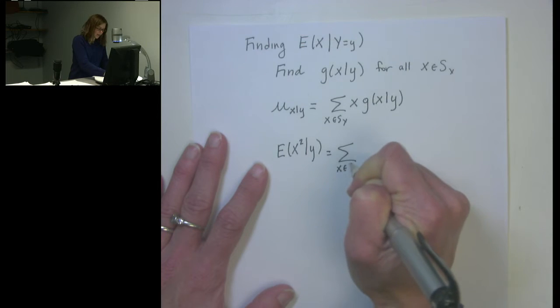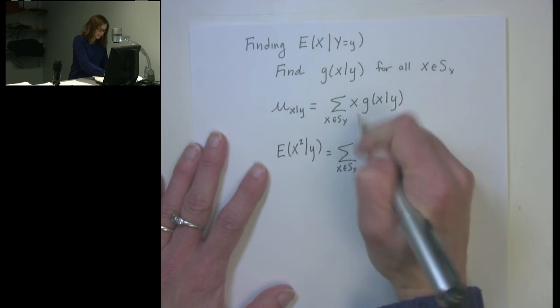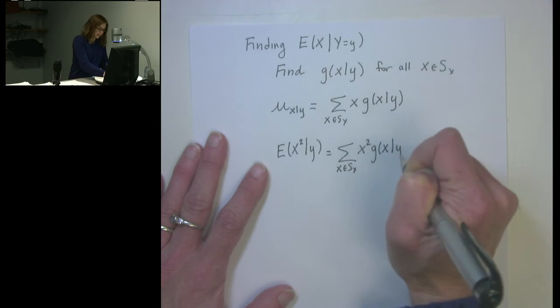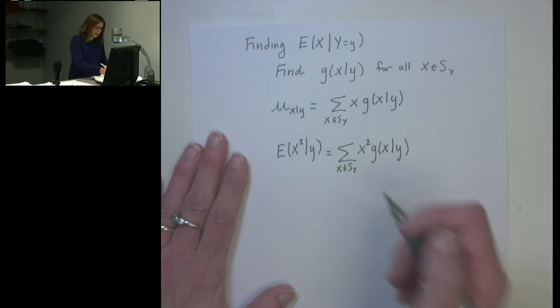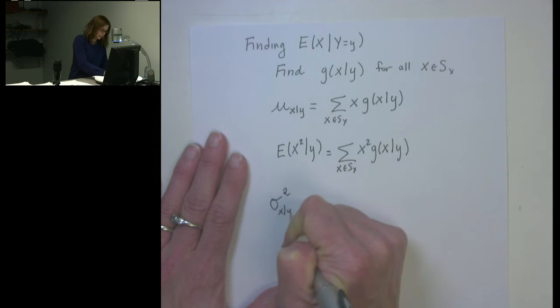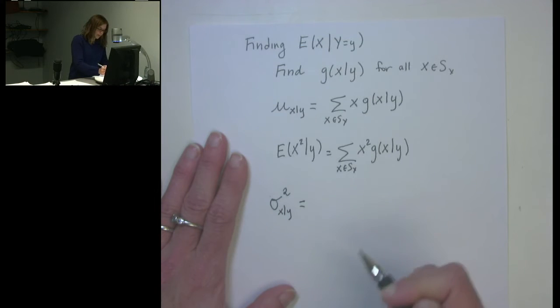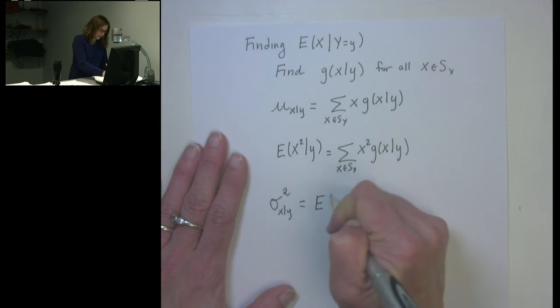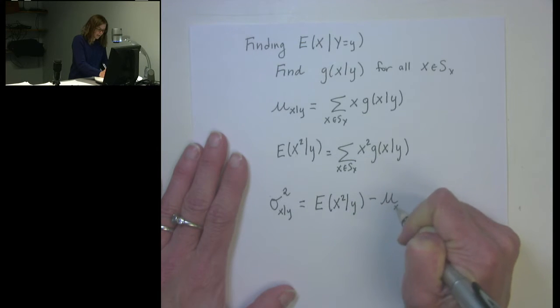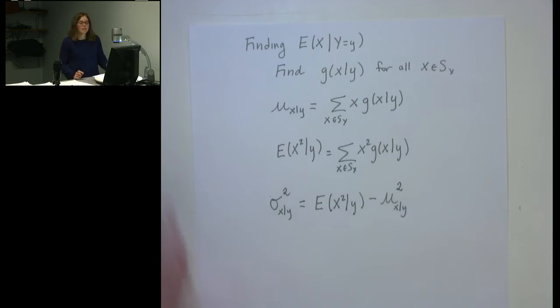again, we'd sum over all the values in the support of x. Instead of taking just x, we'd take x squared times that conditional probability, add them up, and then we could find the variance of x given y by taking the expected value of our x squared given y minus our mu of x given y squared. And I'll go through an example that will actually do this, but I just wanted to mention the process first.